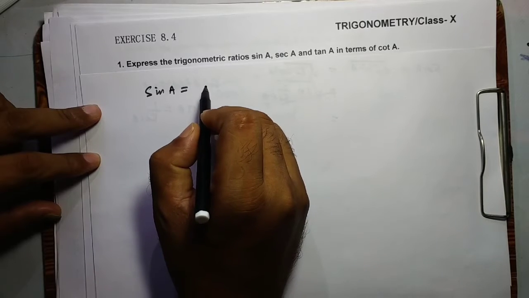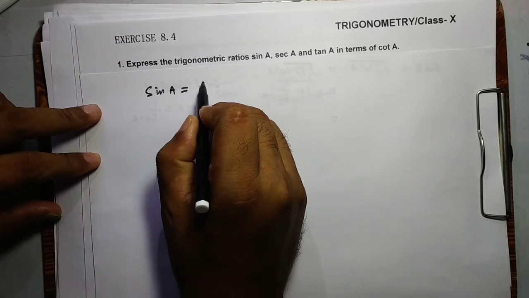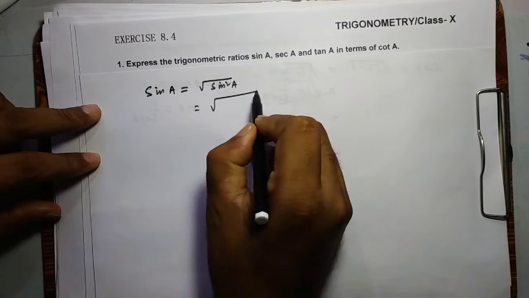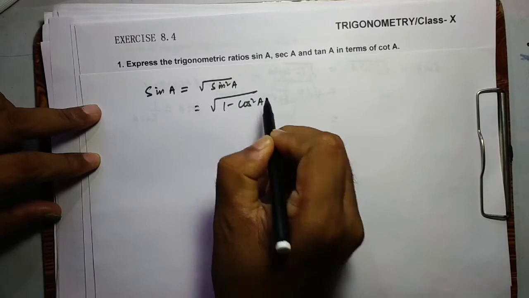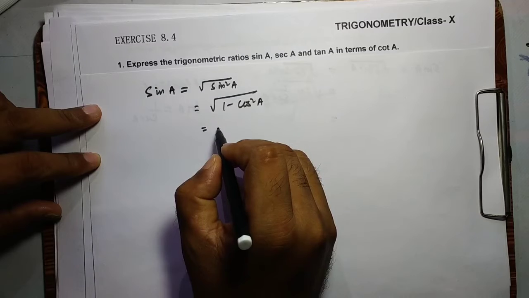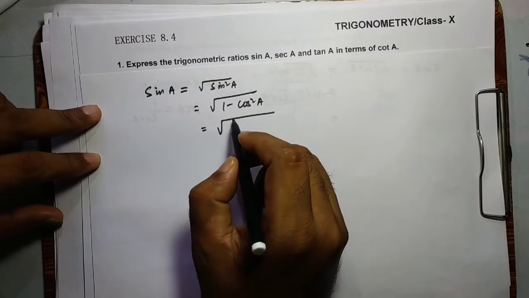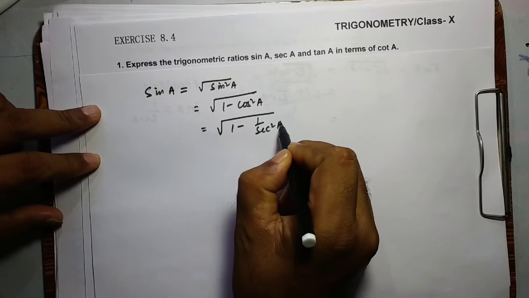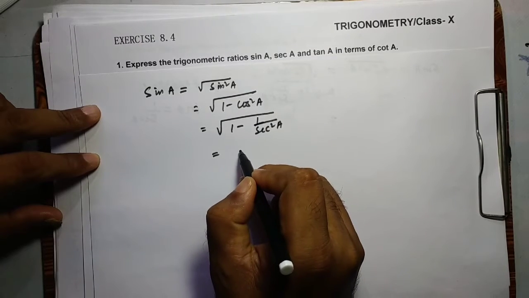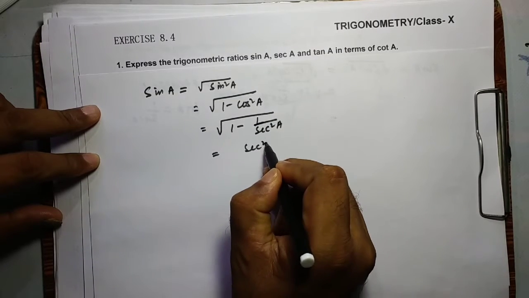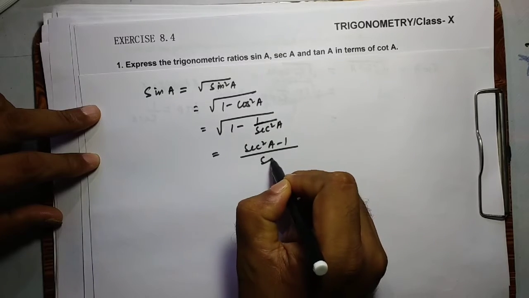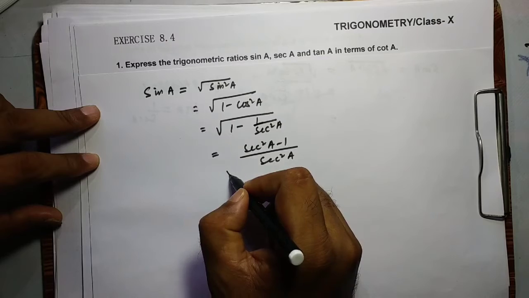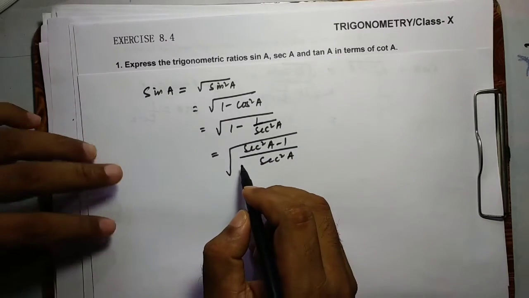So sin A is root of sin square A, or you can write root of 1 minus cos square A, or you can write 1 minus 1 upon sec square A. So this is nothing but root of sec square A minus 1 upon sec square A. Okay, for this you can write like this.